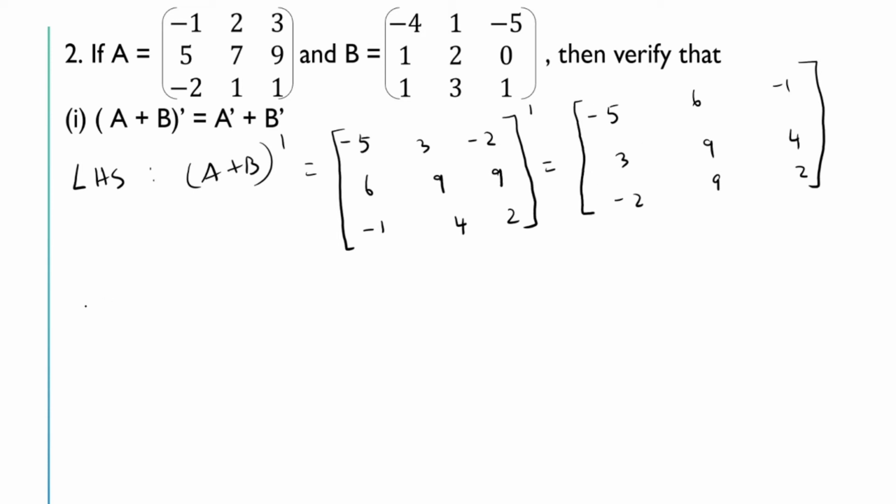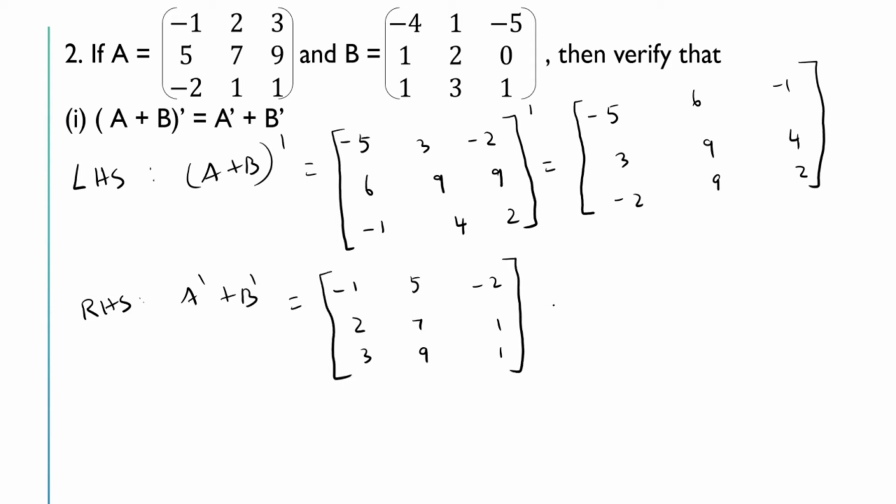Now the right hand side is A transpose plus B transpose. So for A transpose we have to interchange the rows and columns, and for B transpose also we have to interchange the rows and columns of B. So A transpose is nothing but minus 1, 2, 3, 5, 7, 9, minus 2, 1, 1, plus B transpose, which is minus 4, 1, minus 5, 1, 2, 0, 1, 3, 1.